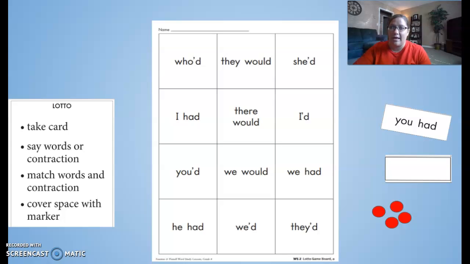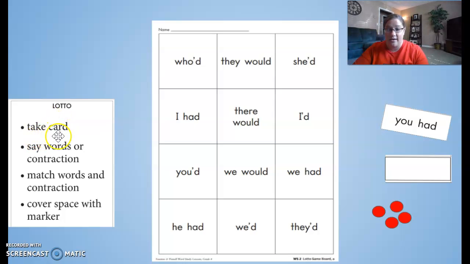For today, you will be playing a game called Lotto. To begin, each player will receive a board. This is what the board looks like. You will also have a stack of small pieces of paper and some sort of counter or manipulative to cover your board game. Let's look at the rules.